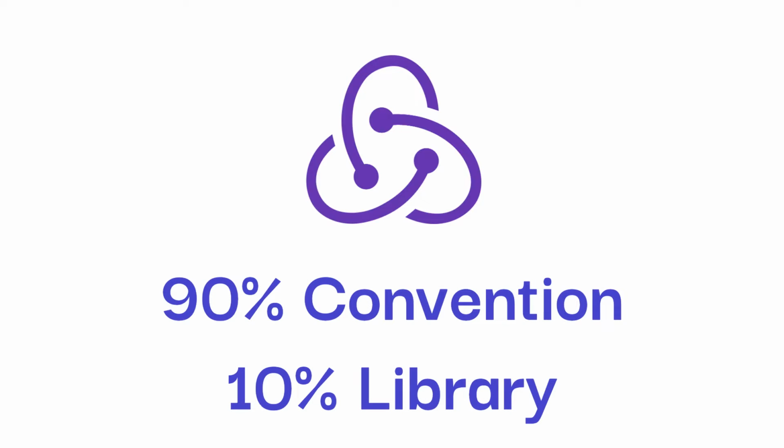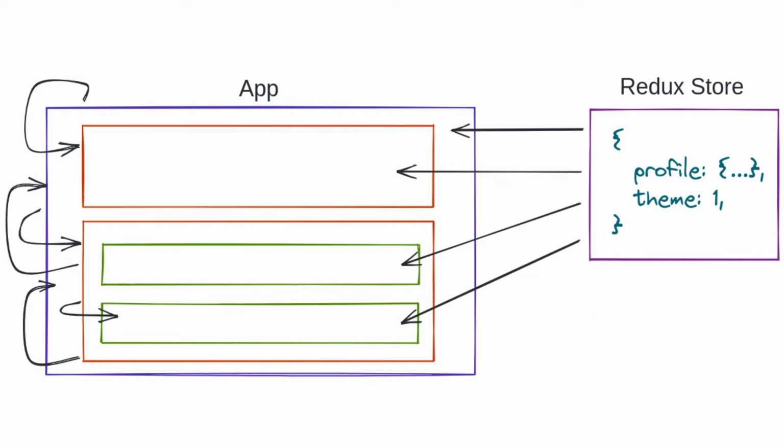Redux, a JavaScript state management library, which is 90% convention and 10% library. When different components of the app need to share information back and forth, things become very messy very quickly. The philosophy of Redux is to keep a single source of truth instead of each component managing their own internal state. And this dramatically simplifies the state management process.